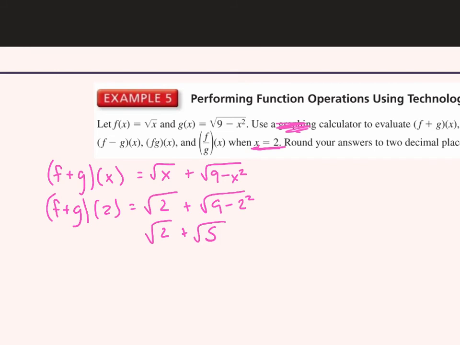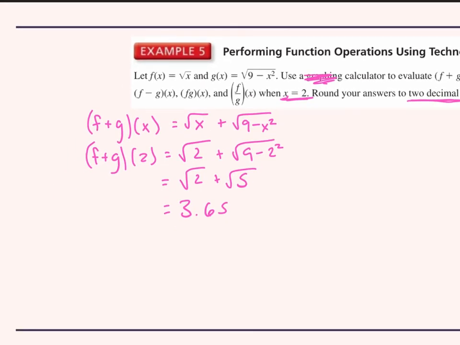What do we get when you put it in the calculator? Awesome. 3.65. And it says to round to 2 decimal places. So we have 2 decimal places. Perfect.